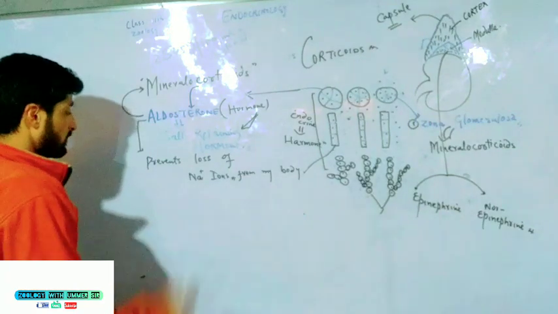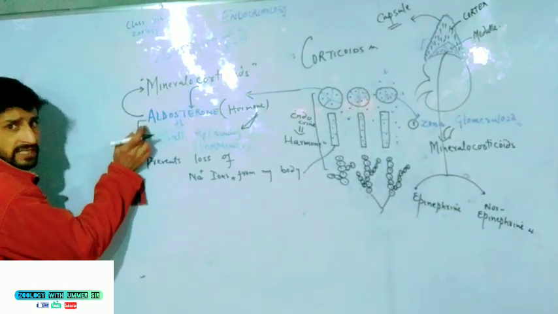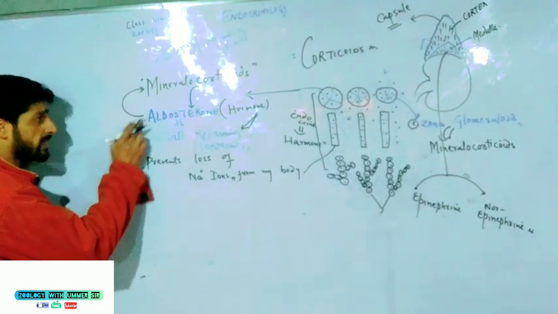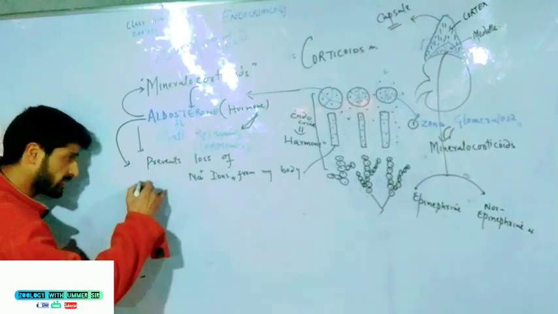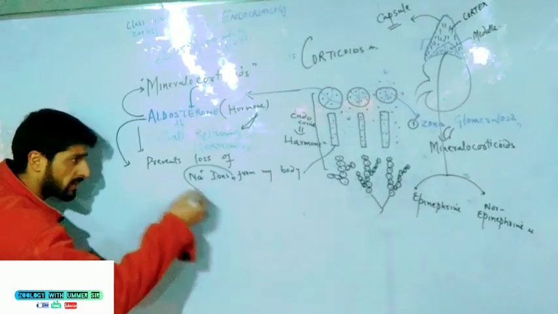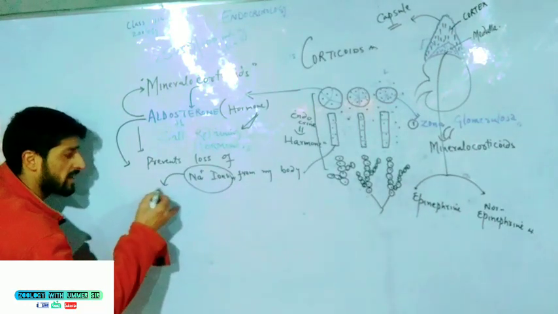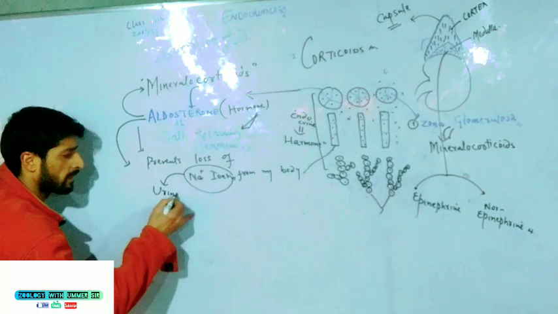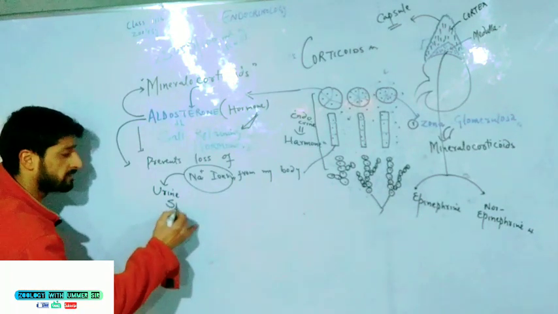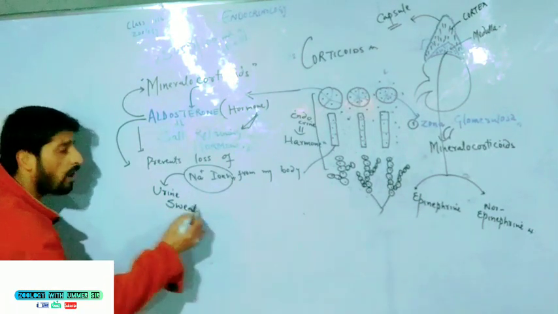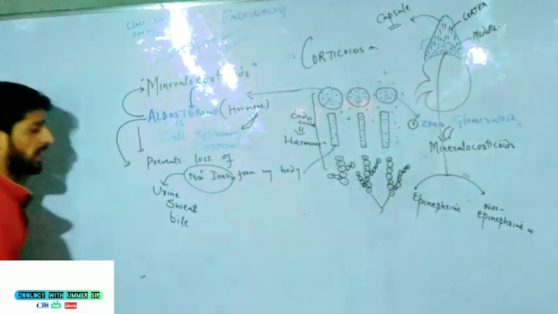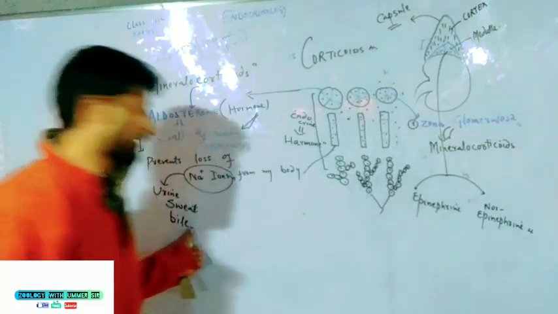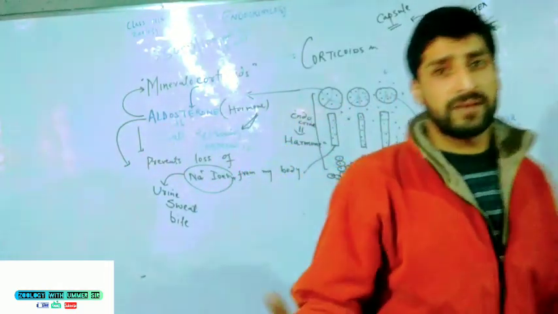Now, what this hormone does is that the aldosterone hormone prevents loss of sodium ions via urine, or by sweat, or along with bile. Bile is a special type of chemical produced by our liver and stored in the gallbladder.